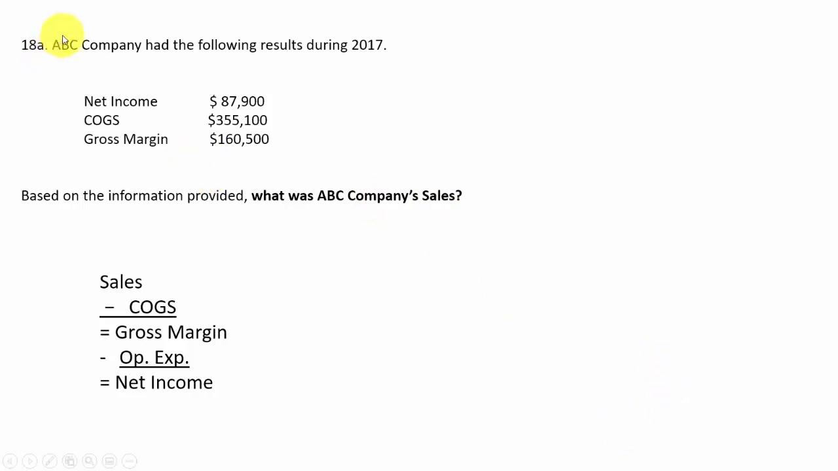ABC Company had the following results during 2017. We've got net income, $87,900, cost of goods sold is $355,100, gross margin is $165,000, and then we want to know what were sales. Well, in this problem, we're going to have to work backwards. So let's plug the things we know into this little income statement format and solve for sales.